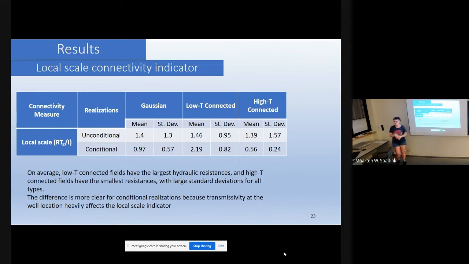For the local scale connectivity indicator, this time it is the opposite. Low T connected fields have the largest hydraulic resistances, and high T connected fields have the smallest resistances, with large standard deviations. The difference is more clear for conditional realizations because transmissivity at the well location affects the calculation of the local scale indicator.